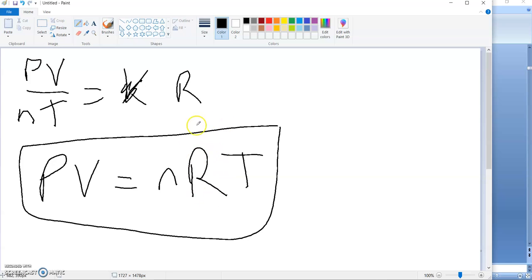And once we know the value of R, and again, it's a universal constant, which means anywhere you go in our universe it's the same value, we can plug in 3 of these values and find the last one. So if I know the temperature, the number of moles, and the volume, I can calculate the pressure.